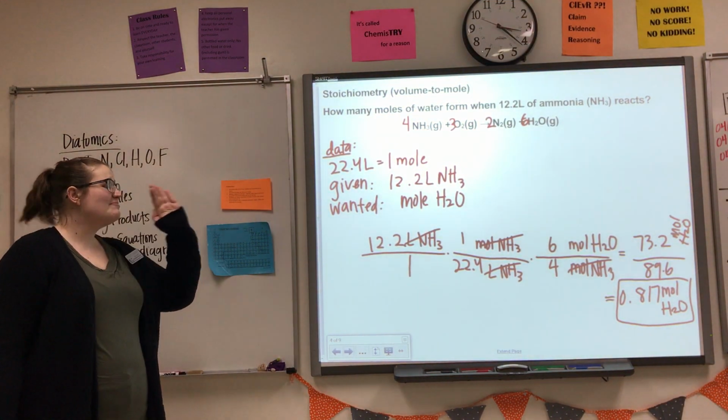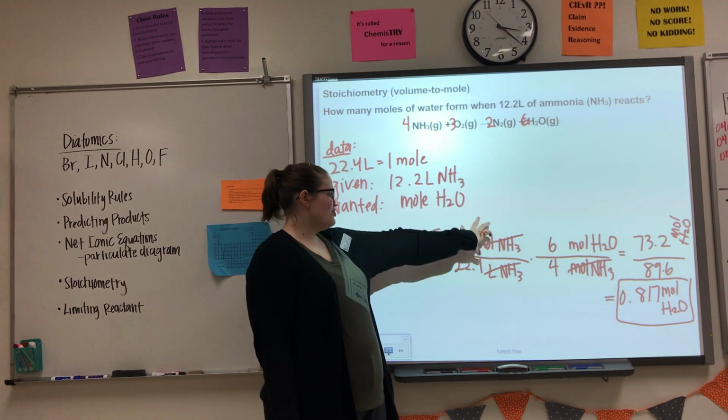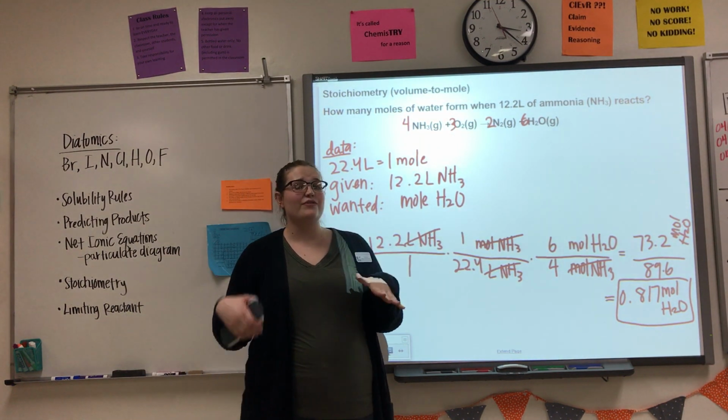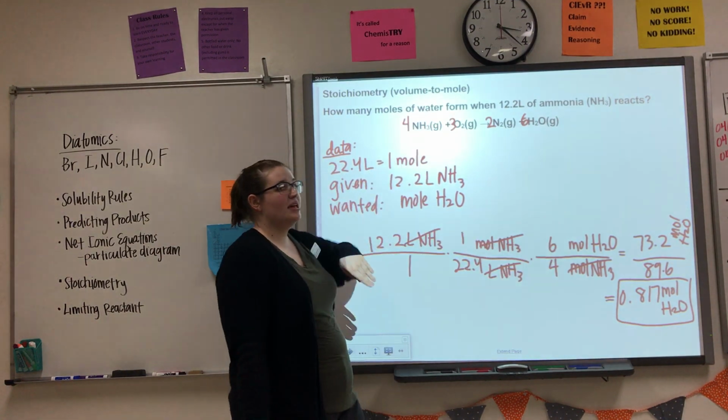All right, so that was mole or volume to mole. So I had liters, so I had to do liters to moles, and I can use 22.4 liters for every 1 mole if it's the same gas. And then I did my mole to mole ratio using my balanced chemical equation.